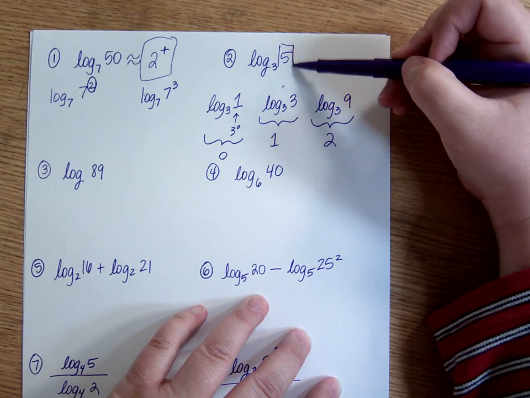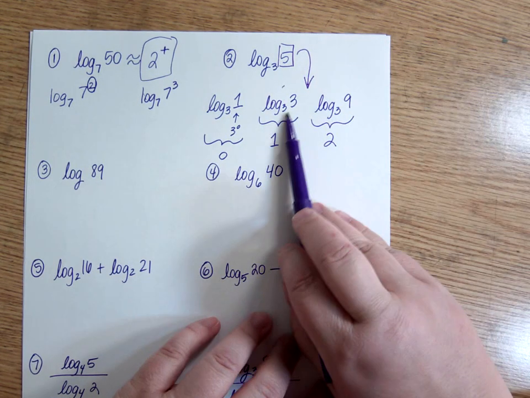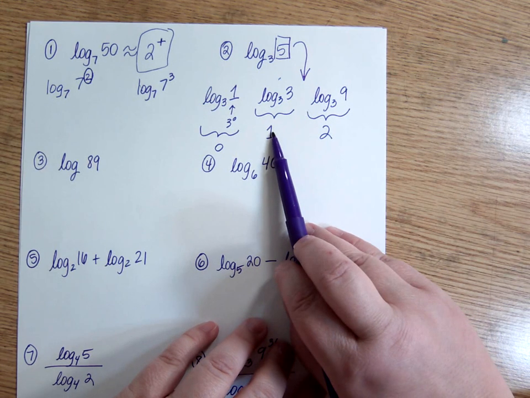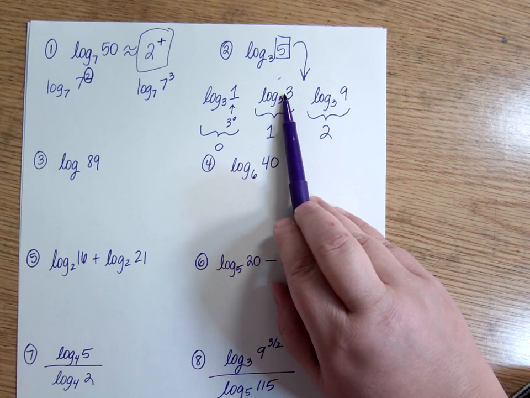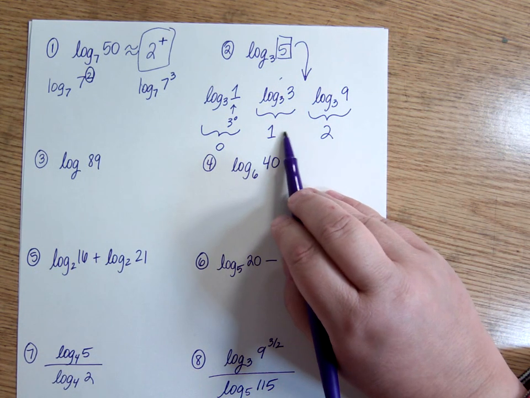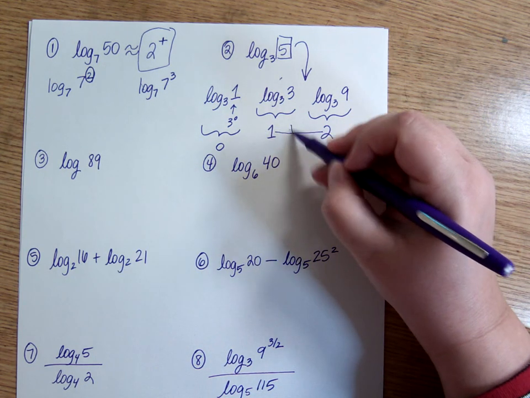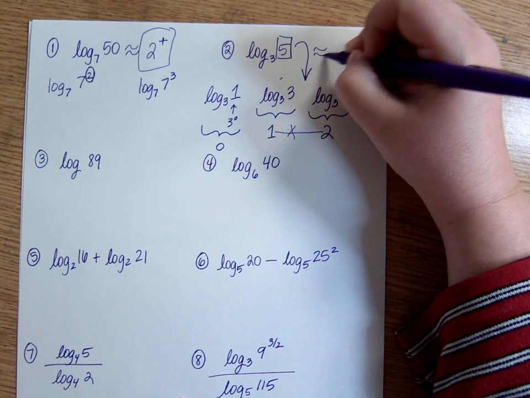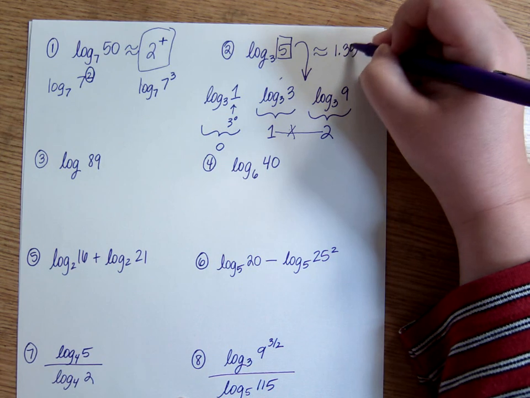5 falls between 3 and 9. Closer to 3 than to 9. Not necessarily super close to 3. I mean, it's 2 away from 3 and 4 away from 9. So I'd say maybe 1.3, 1.4, somewhere, if this was a number line, somewhere in here. So let's just guess somewhere like 1.35, 1.4, somewhere in there.